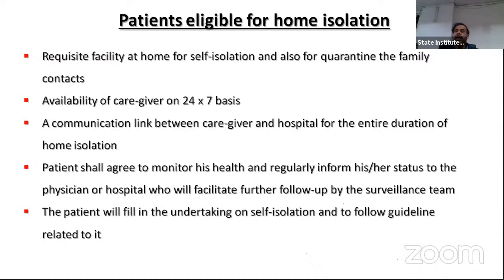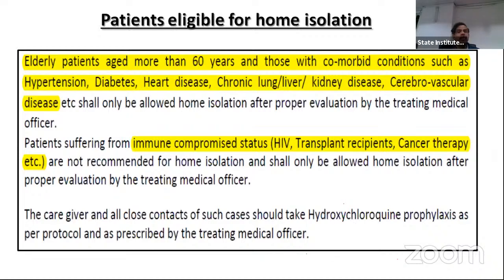The patient should take an undertaking that he will inform the physician on a regular basis. So these are important points that you must remember. Now, what we'll do if the patient is an elderly patient above 60, or a patient having some comorbid condition like hypertension, diabetes, heart disease, or any other chronic lung, liver, kidney disease, or cerebrovascular disease.